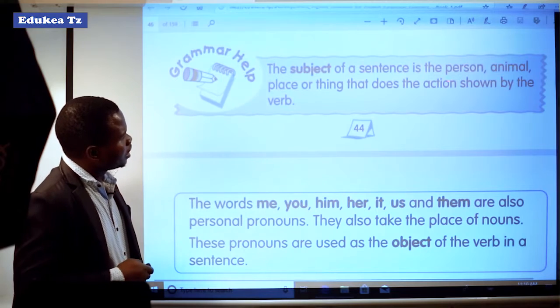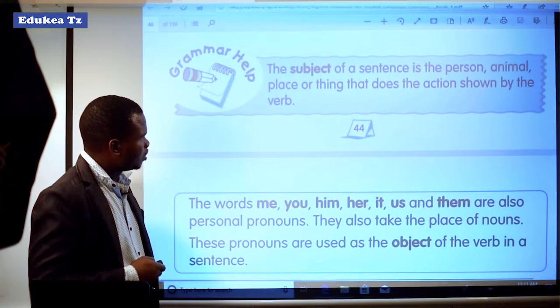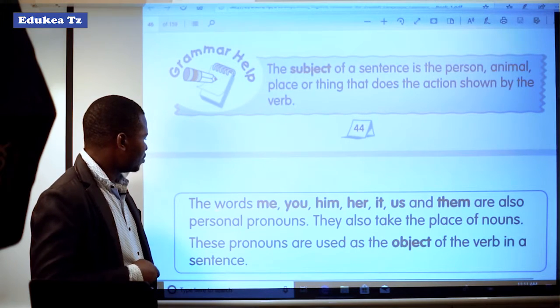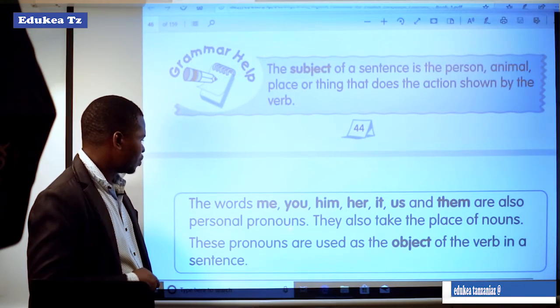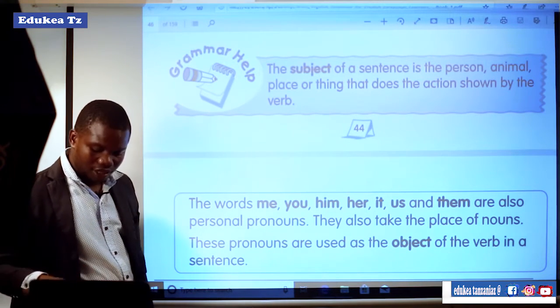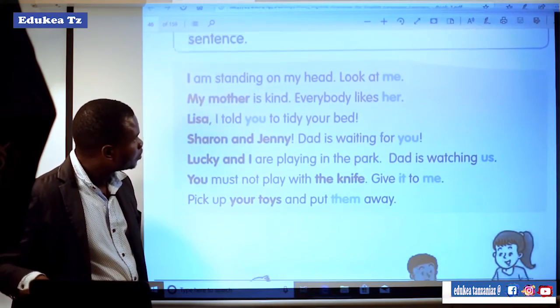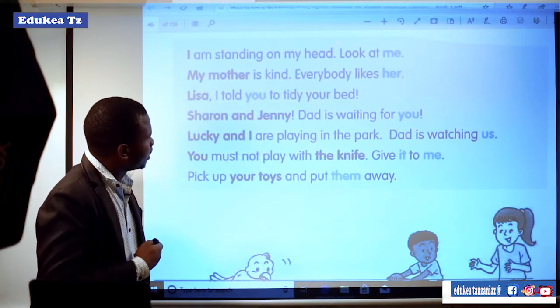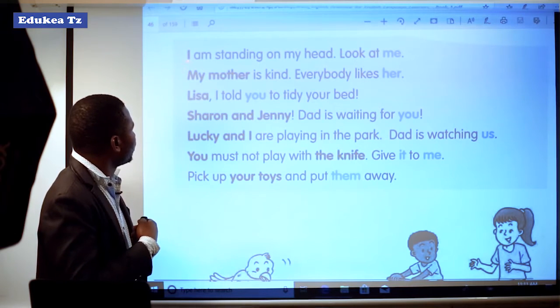The subject of a sentence is the person, animal, place, or thing that does the action shown by the verb. So the words me, you, him, her, it, us, and them are also personal pronouns. They also take the place of nouns. These pronouns are used as the object of a verb in a given sentence. For example, I am standing on my head. Look at me. So this me is the objective case of pronoun I.